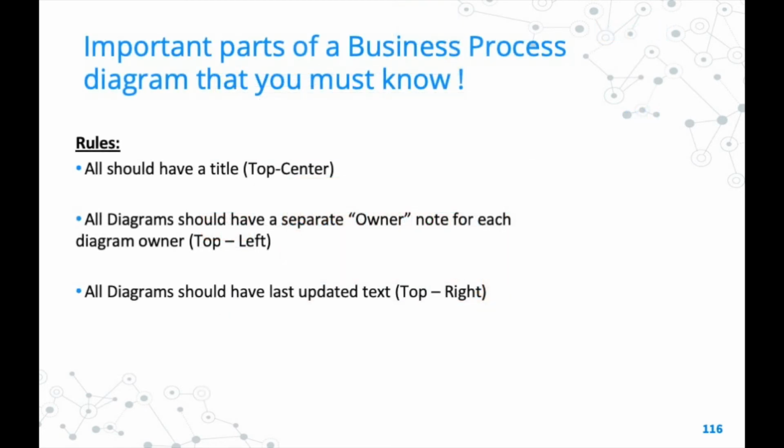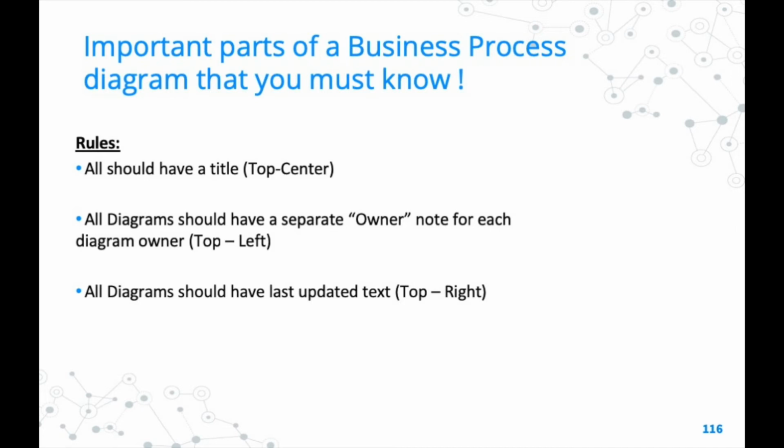A few important things to remember about these business process diagrams: one, every diagram should have a title. Put it in the top center. All diagrams should have an owner. In other words, who is the author of that diagram? It's important for people to be able to know who to go back to. And all diagrams should have a date on them. When were they last updated? Processes change. It's important to know when that diagram was created.